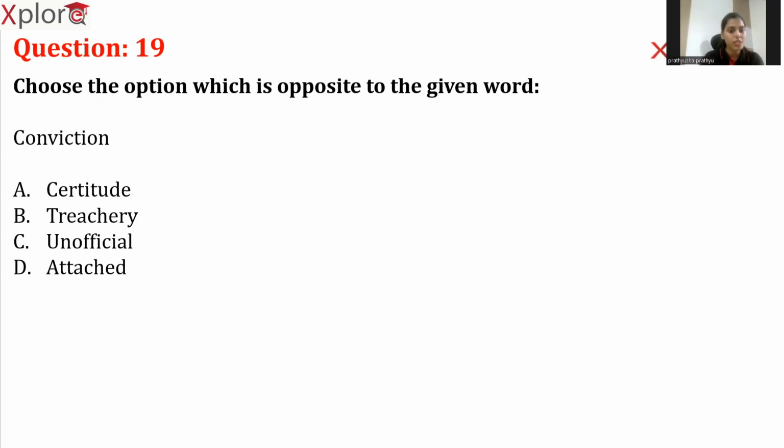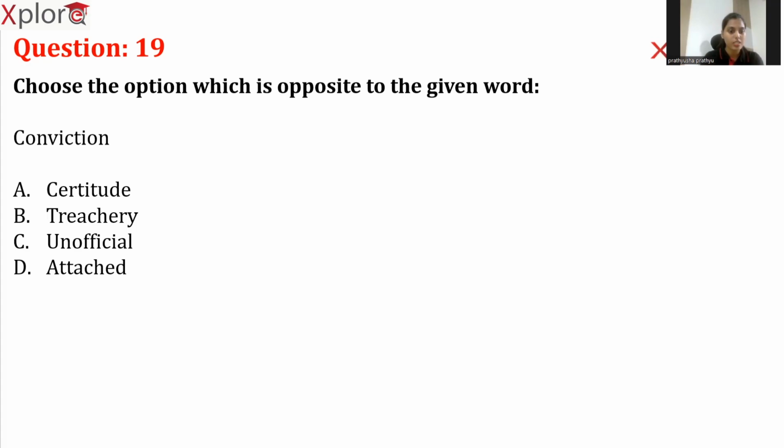Next, what is the meaning of certitude? If you have a feeling that you are being certain about something, then it is referred to as certitude. So it is kind of an attitude. If you feel that something is so certain, then that means certitude.